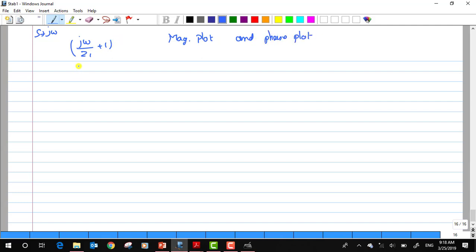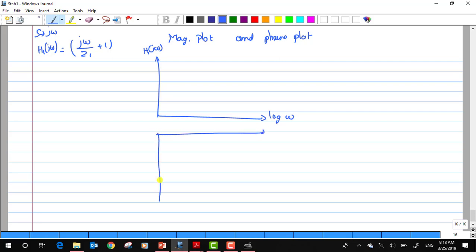Now how do I draw this magnitude plot? Again I have to take this in terms of j omega, and I'm going to assume that at a time I have only one part of my H of s. First of all I need to identify the zero. So let us assume that I have a zero somewhere over here.